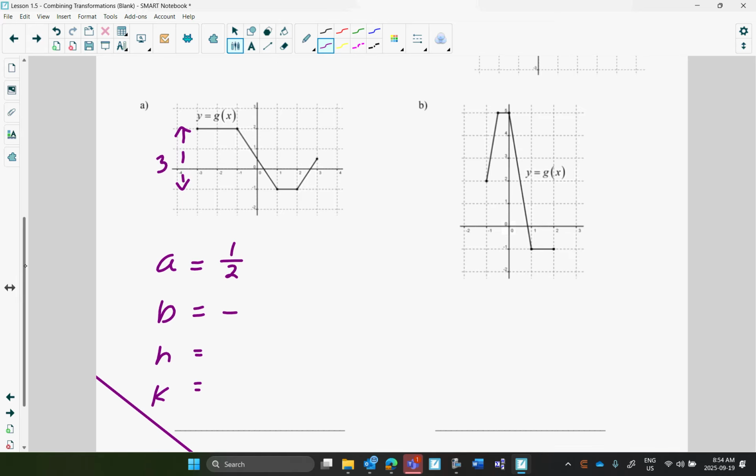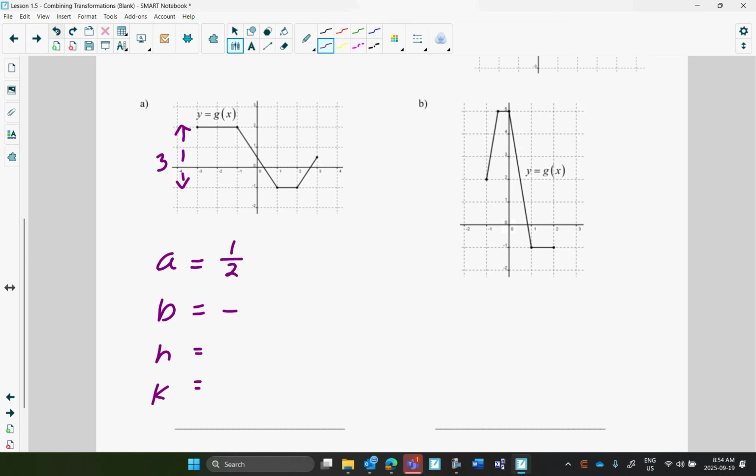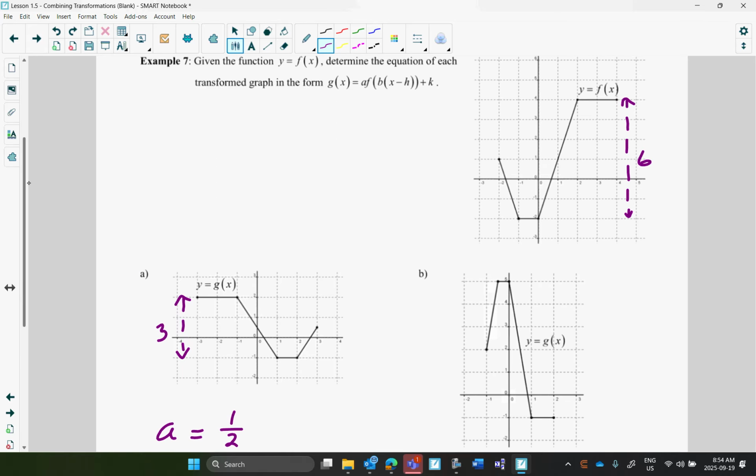Now, if there's any shifts, here's what I would do. I'm going to pick a point. Don't pick one that's on the axis. Like, don't pick any of these. Usually pick one on the end. So I'm going to pick this point.